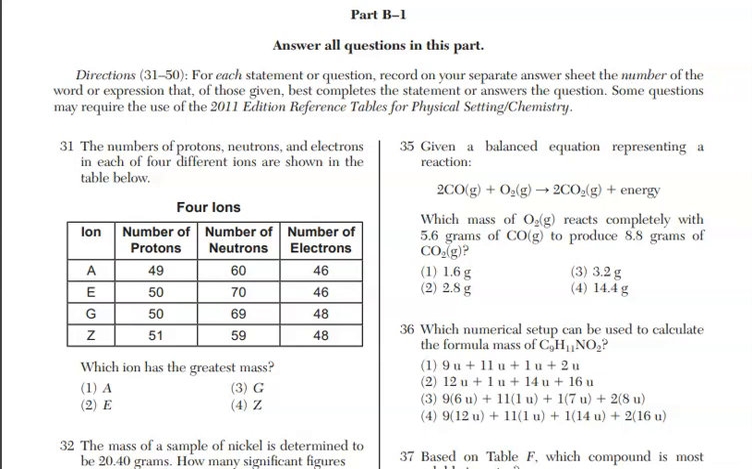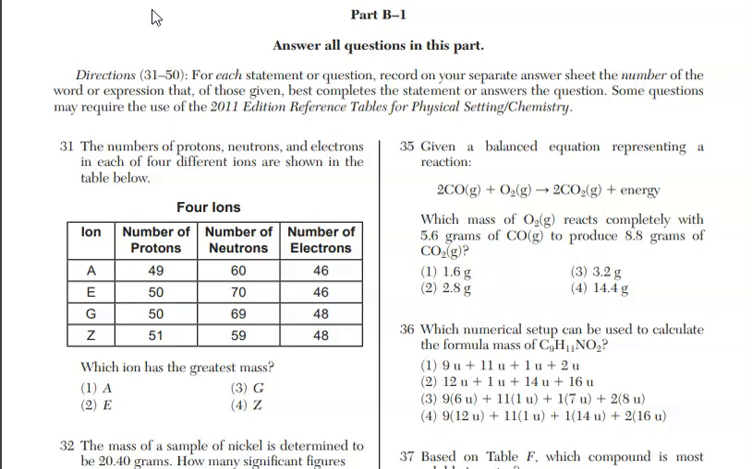Let's check out part B-1 of the June 2024 Chemistry Regents Exam. In this part of the exam, we have all multiple choice, 20 questions, a little bit more math, a little bit more with the reference tables.